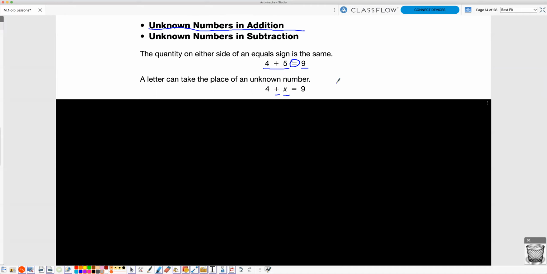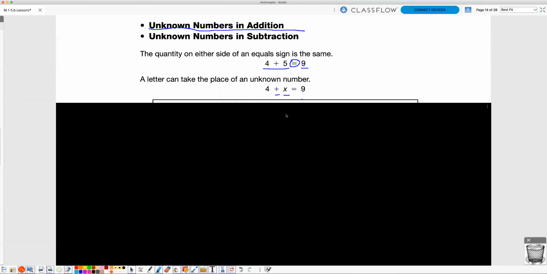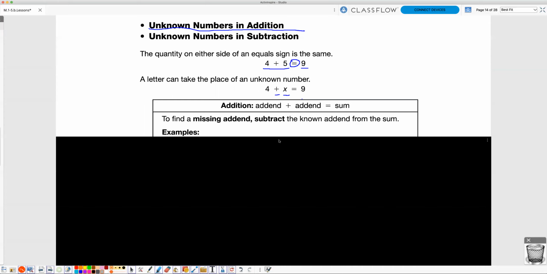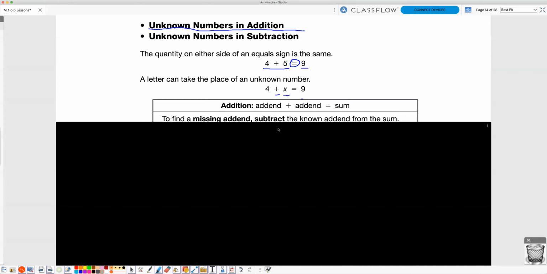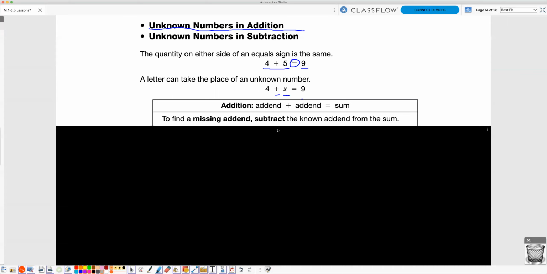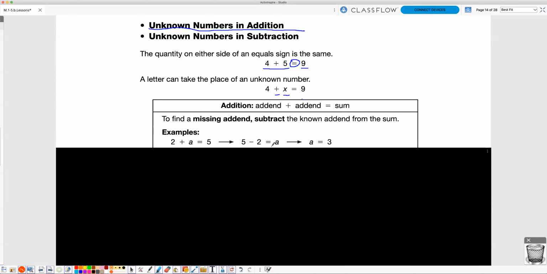It's just common knowledge at this point in 6th grade, but sometimes you may need to be reminded. So if you've got an addend plus an addend equaling a sum, to find a missing addend, all you have to do is subtract the known addend from the sum. So for example, if you have 2 plus a, so the unknown is a, equals 5, you can convert that into 5 minus the known. So you have 5 minus 2 equaling a. Now you know what a equals.